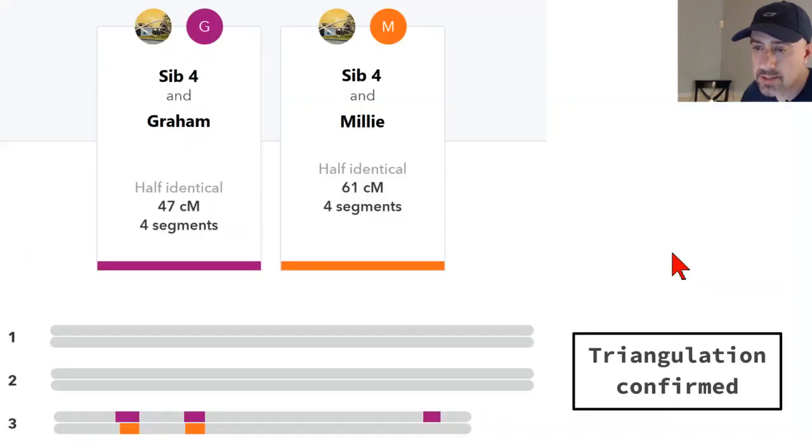So if we click on the yes, we're taken to a page and we're shown where they triangulate. And here with this purple and orange stack, this other purple and orange stack, we see that Graham and Millie triangulate with my sister on both of these segments as predicted by visual triangulation. So traditional triangulation confirmed the visual triangulation in this case.